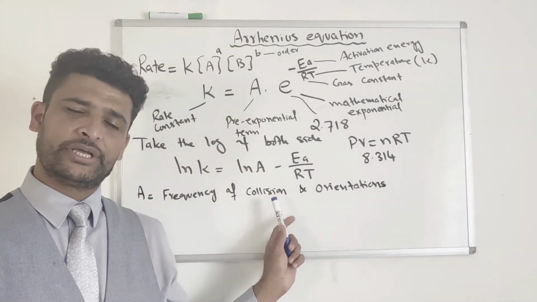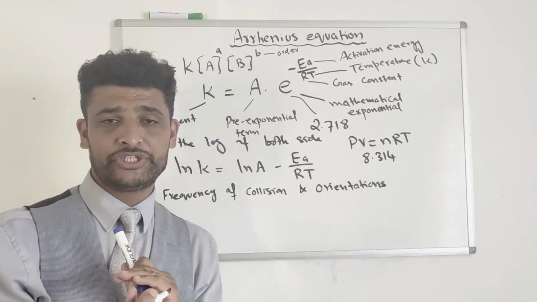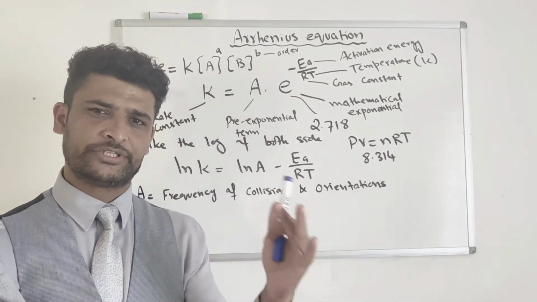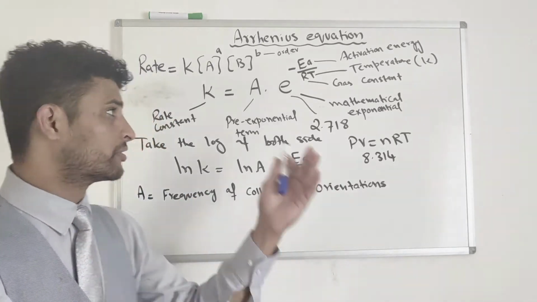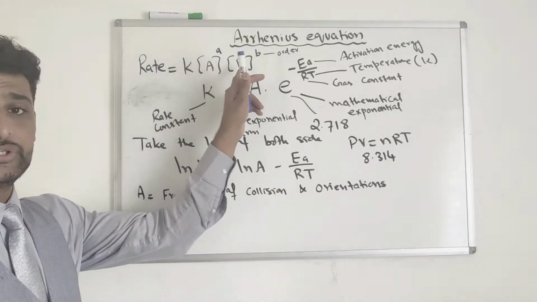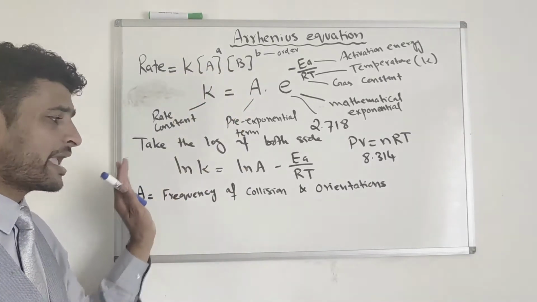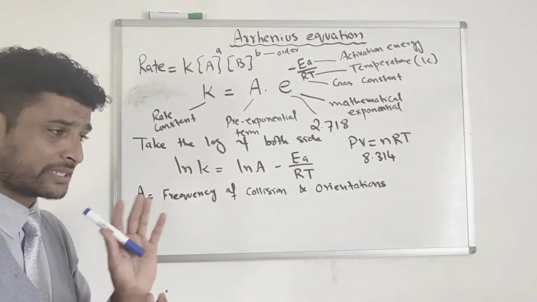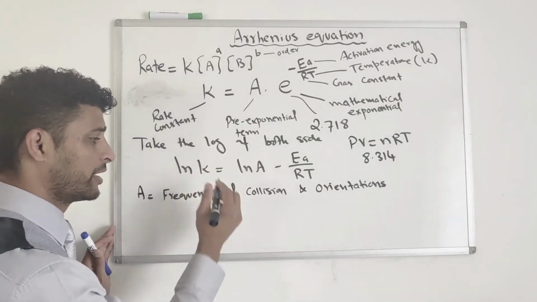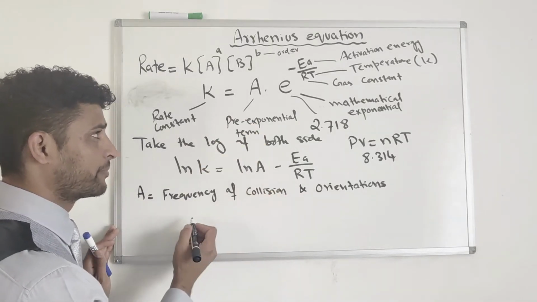This collision or orientation can be changed by changing the catalyst or by changing the temperature, because if it's concentration, we can use the earlier equation. So A, the Arrhenius constant, is going to explain the effect of catalyst and temperature.